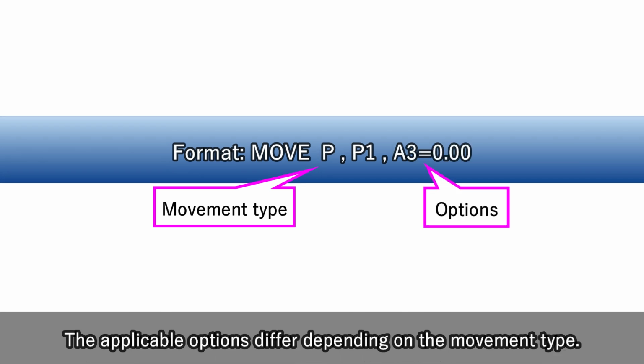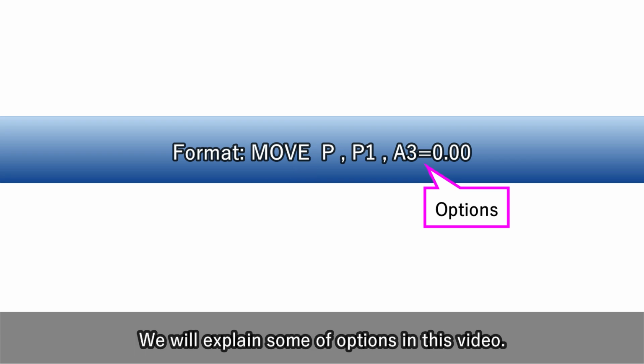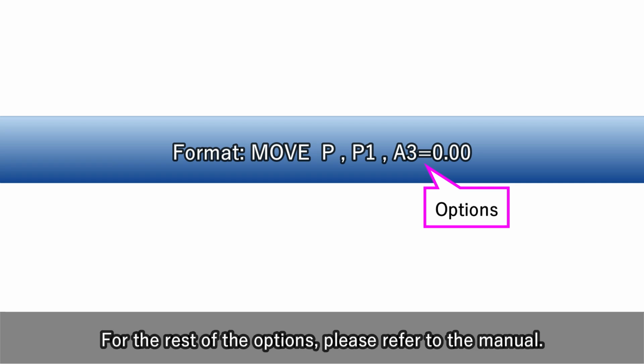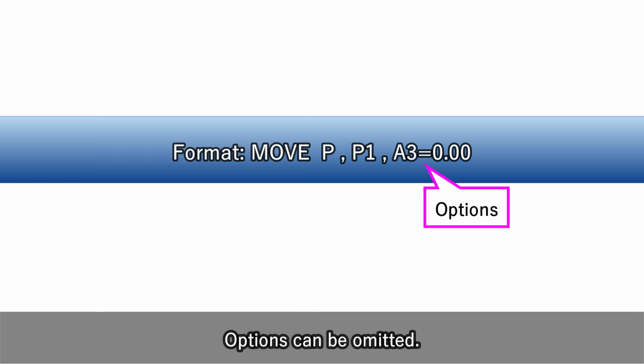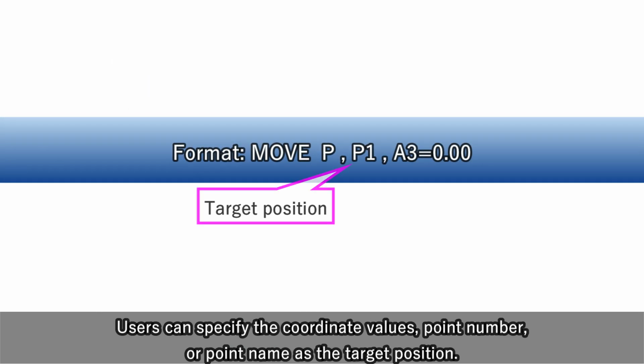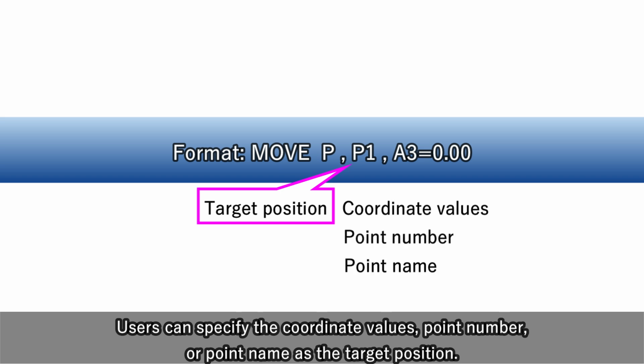The applicable options differ depending on the movement type. We will explain some of the options in this video. For the rest of the options, please refer to the manual. Options can be omitted. Users can specify the coordinate values, point number, or point name as the target position.